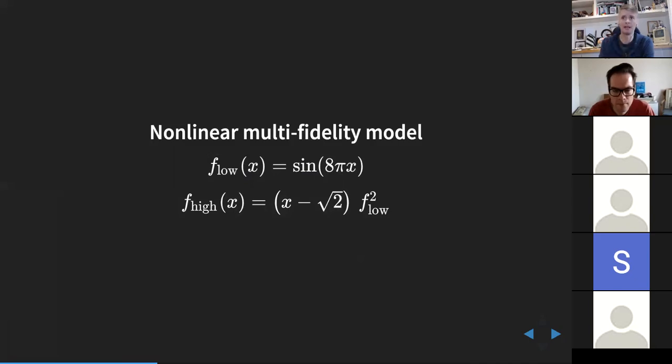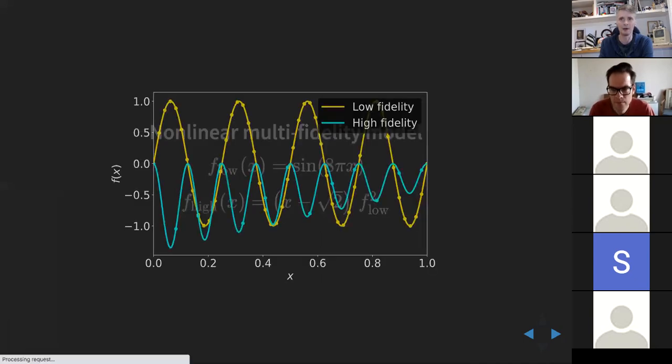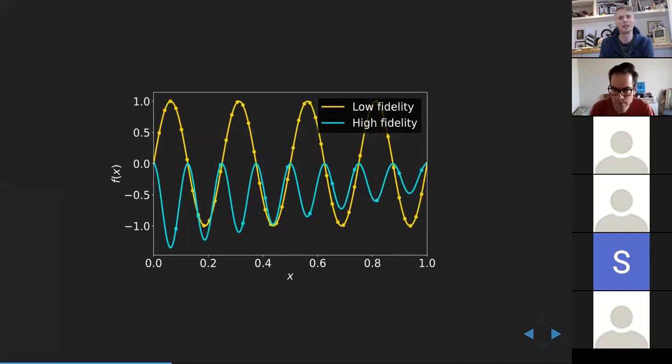So here we've got a low fidelity function, which is just the sine of x. And then we've got a high fidelity that is related, but non-linearly related in a funny way. It's related to the low fidelity, but it's the low fidelity squared, and then multiplied by x. So if we plot it, this is kind of what it looks like. So there is information here. This is quite a complex situation, right?